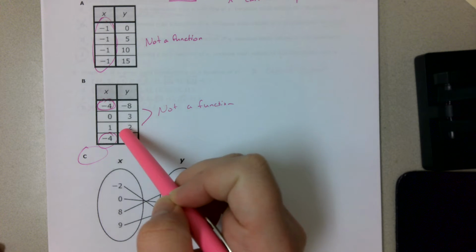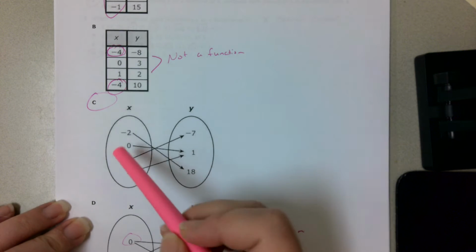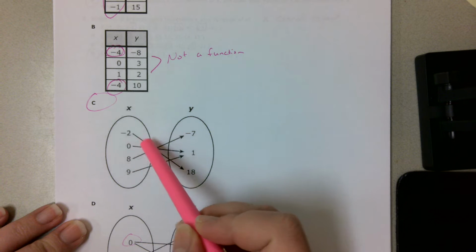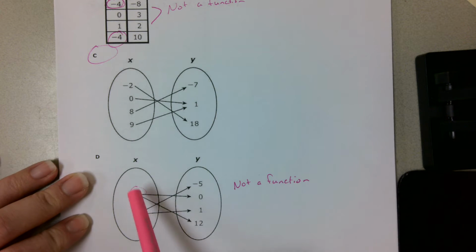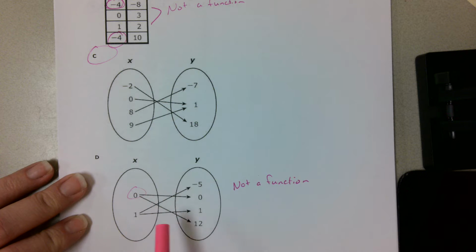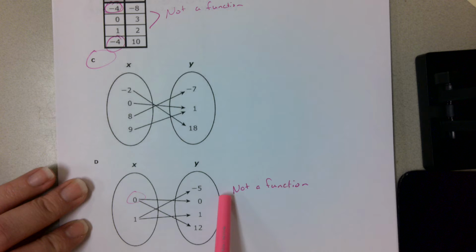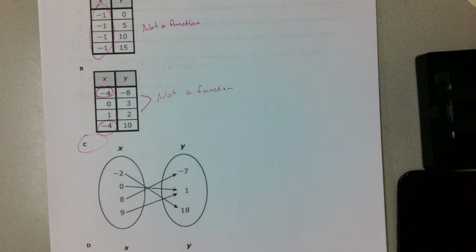X repeats with a -4, not a function. With our mapping here, we only have one arrow coming out of each number, so this is a function. And the last one is a mapping where 0 has 2 arrows coming out, so that 0 is repeating, not a function. So the correct answer was C.